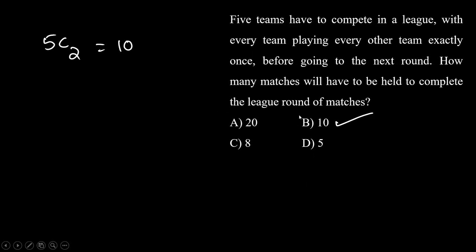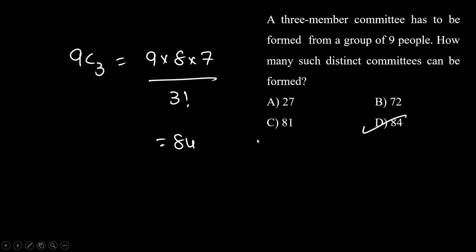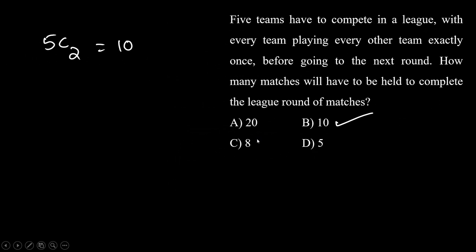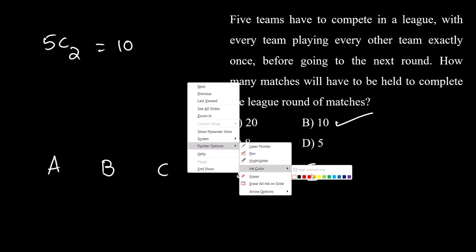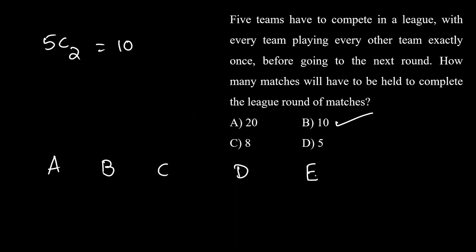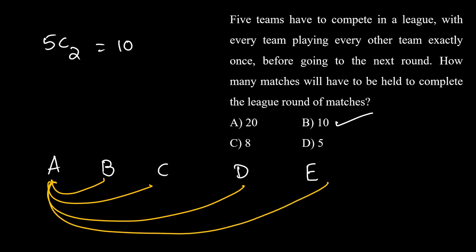The previous question, and this one also, was given in the GATE exam. Now see, I'm showing you practically how we got 10. 5 teams, let us say A, B, C, D and E. As per the question, A playing with B and B playing with A is not different, one match only. So A with B, one match, A with C, A with D, A with E. 4 matches completed.